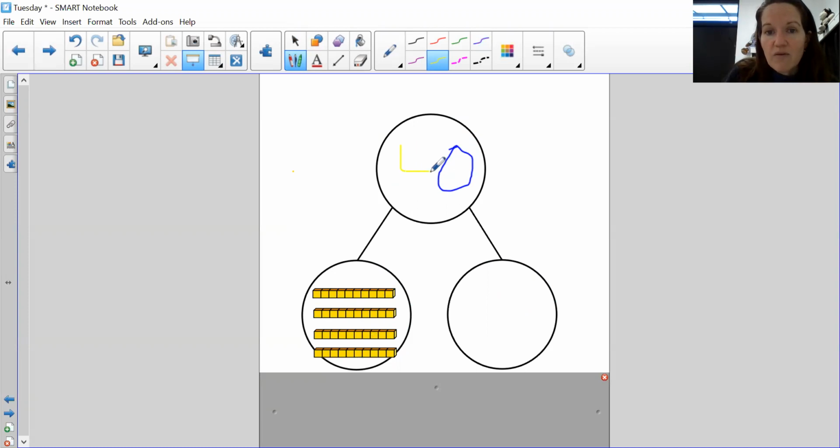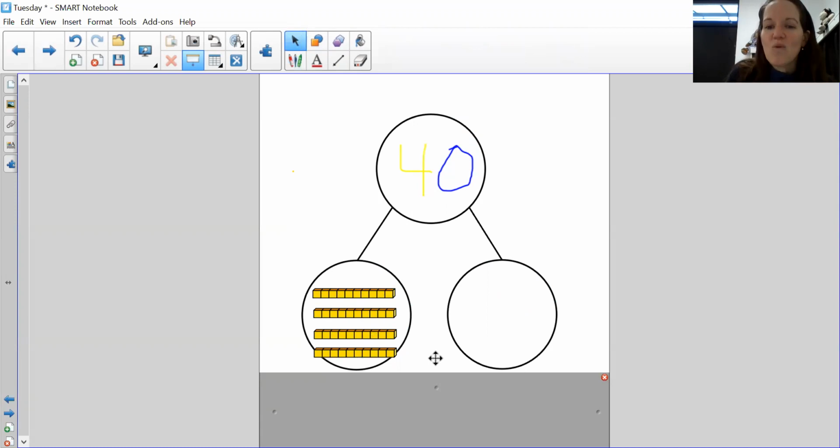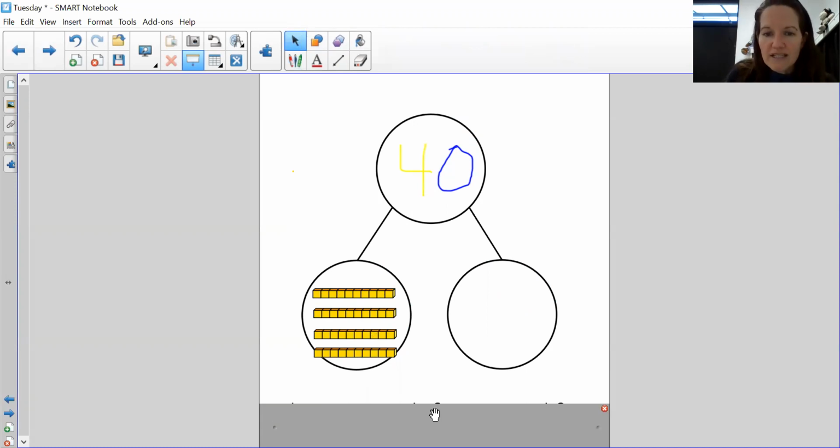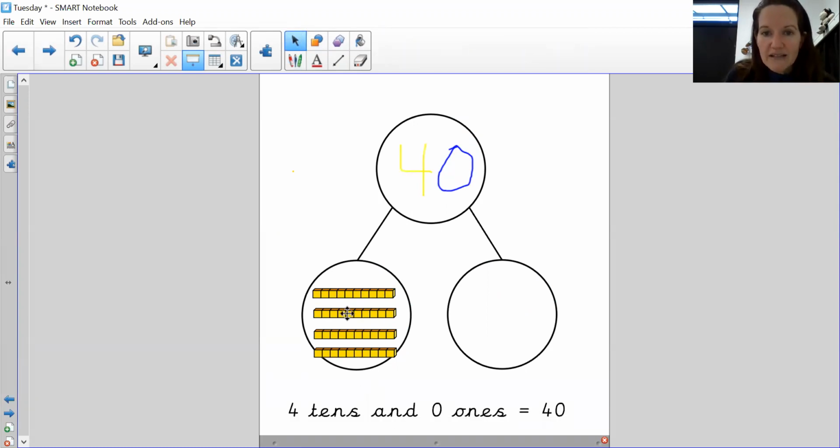So I write my 4. And what number have I made? Well done. I've made 40. So let's check. 4 tens and 0 ones equals 40. Well done. Give yourself a tick.